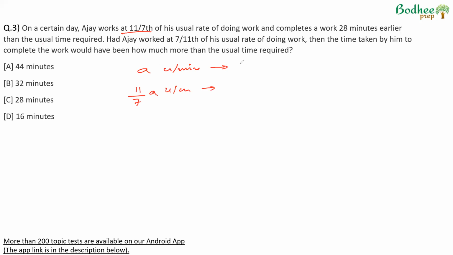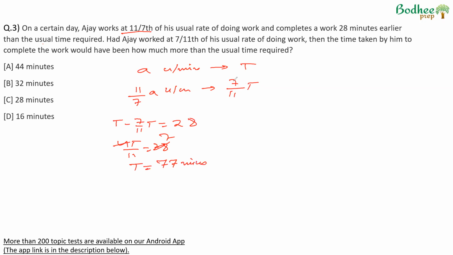If the time taken to do the work usually was t minutes, now the time taken to do the work will be 7 by 11 t because efficiency and time are inversely related. So we can say t minus 7 upon 11 t. This is how much faster the work will get finished. That is 28 minutes. So 4t by 11 is 28. 4 sevens. So the total time usually required to do the work is 77 minutes.